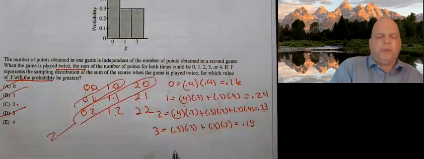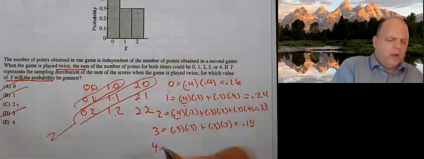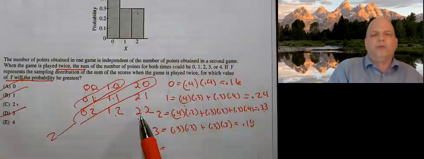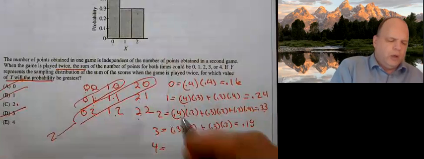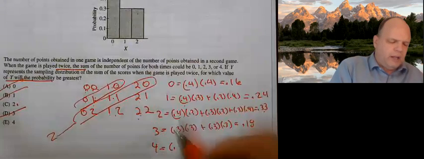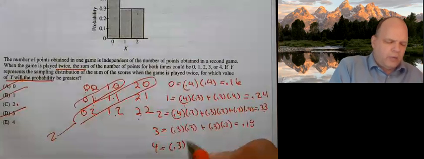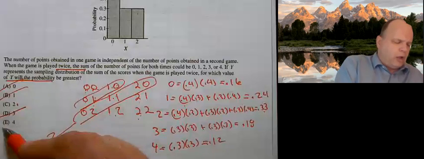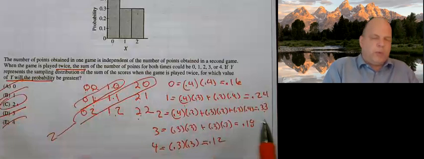And then we have the probability of getting a 4. Well, the only way to get a 4 is to get 2 2s. Well, that's 0.3 times 0.3, which is 0.09. So that's smaller. So the largest value at 0.33 is 2.